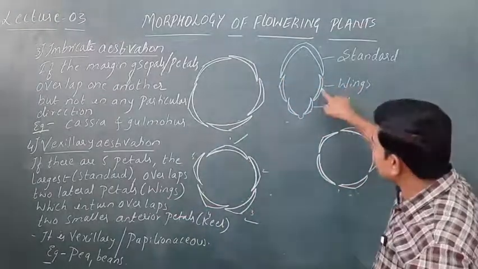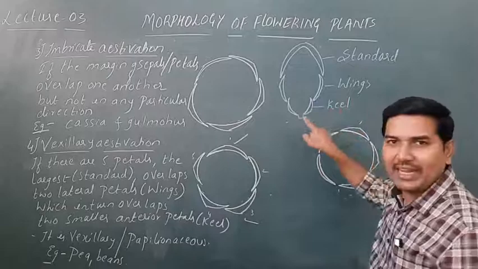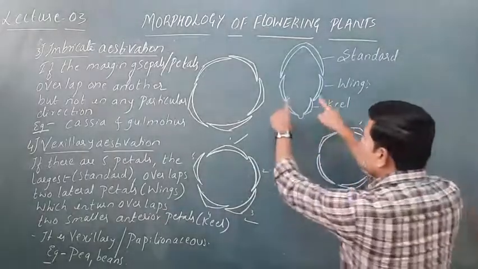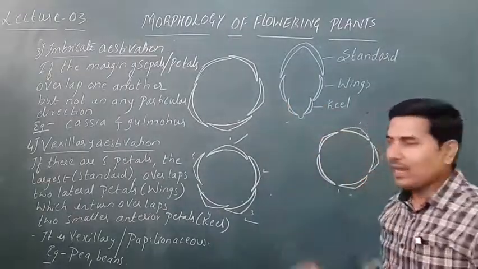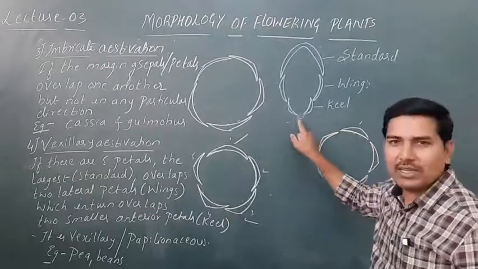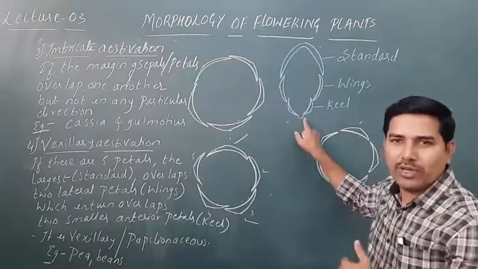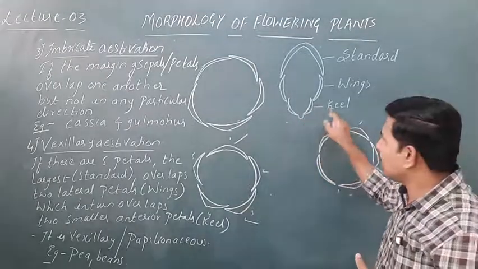Then these wings have overlapped two small anterior petals. ಈ petal ಇವು overlap ಆಗಿದಾವೆ. Okay, and here it is fused. ಈ ರೀತಿ ನಾವು ಮಾರ್ಕ್ ಏನು ತೋರಿಸ್ತಿಲ್ಲ, ಇದು ಫ್ಯೂಸ್ ಅಂತ, ಇದು ಕೂಡಿರುವಂಥವು. And they are small, which are called as keel.